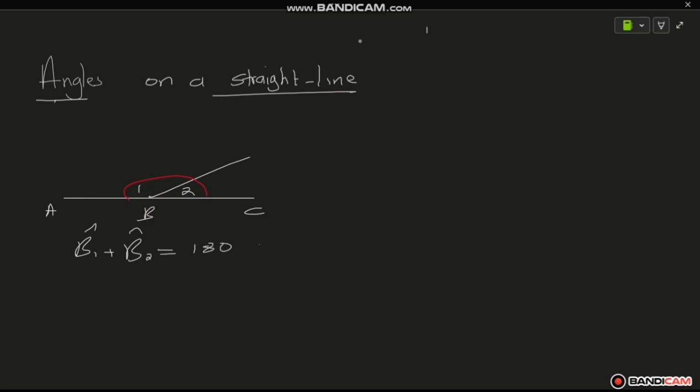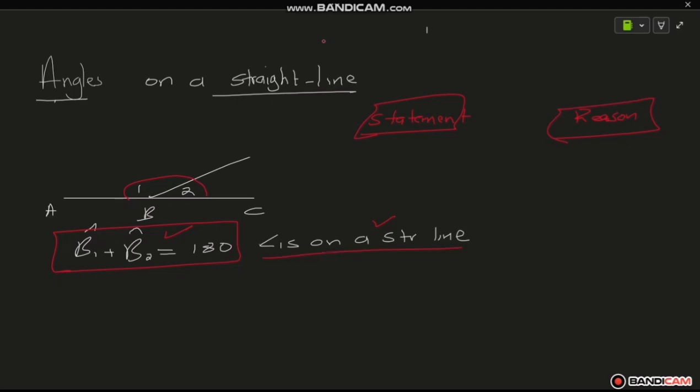Then what's the reason? The reason is angles on a straight line. That's your reason, and B1 and B2 is your statement. So in an exam, they can write the statement on the left, and on the right it's the reason. The statement is B1 plus B2 equals 180, and the reason is angles on a straight line. Okay, I hope it makes sense.